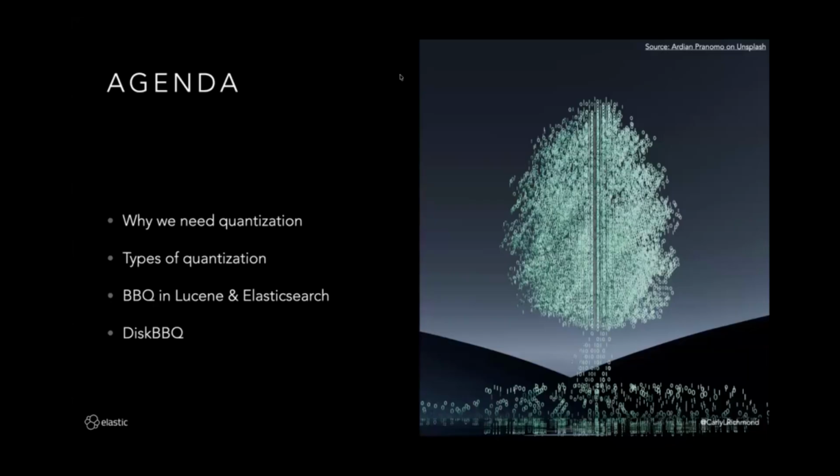I'll also talk about better binary quantization in Elasticsearch, but I'm mainly going to focus on the Lucene capabilities under the covers. I'll mention in passing what's been added on the top, but of course I want to focus on the fundamentals of how it works. And then I'll briefly mention disk BBQ as well, which hopefully should all make sense.